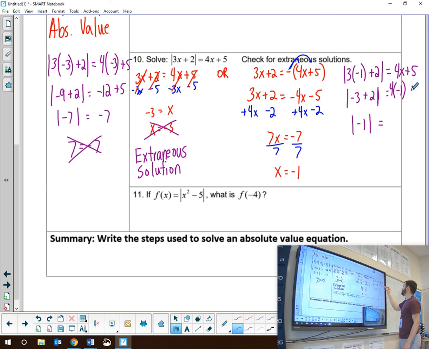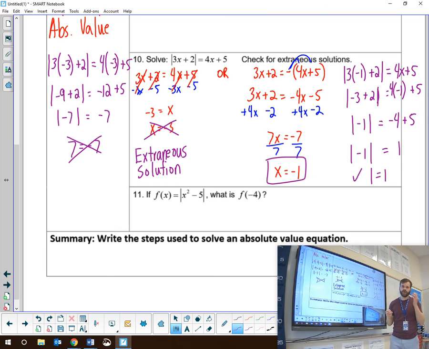4 times a negative 1 is negative 4. Negative 4 plus 5 is a positive 1. Does the absolute value of negative 1 equal positive 1? Yes, because it's just going to be 1. So it's 1 equals 1. Hey, look, here is my only answer. So long story short, you can have two answers, you can have one answer, or you can have no solution. But you still follow the steps the same.